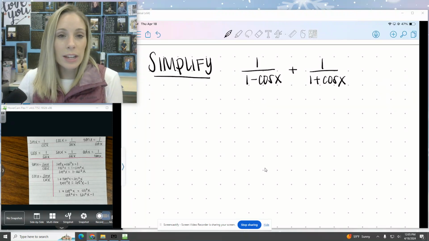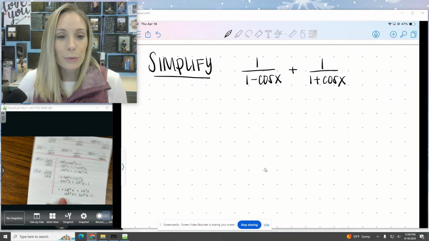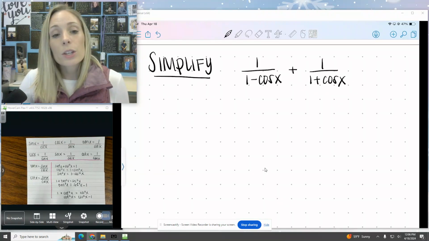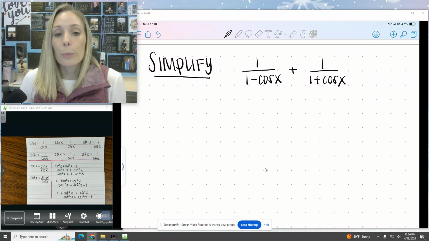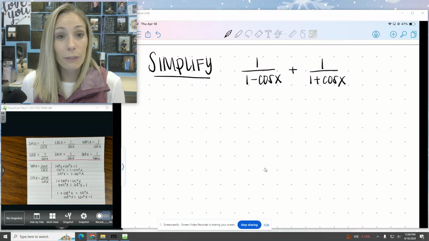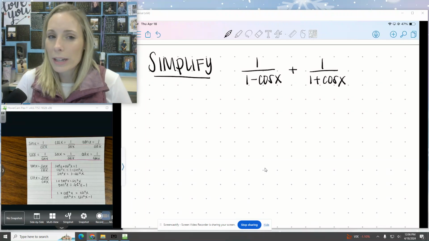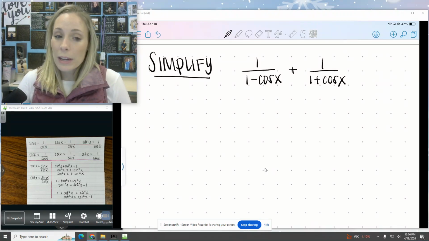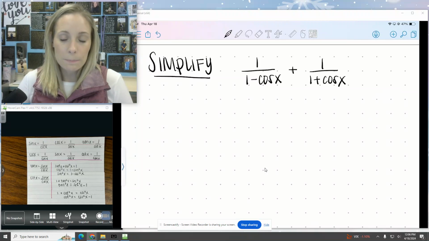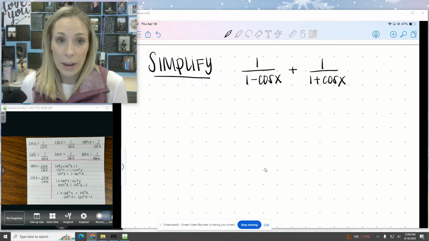Down in the left hand corner of the screen, I have the identities on a note card. You should have all of those identities memorized. When you have them memorized, they just start to pop out of the screen or your page a little bit more, and everything becomes a little bit easier. If you haven't taken the time to memorize them yet, I would make note cards and memorize these. Okay, so in this question, we are going to simplify.